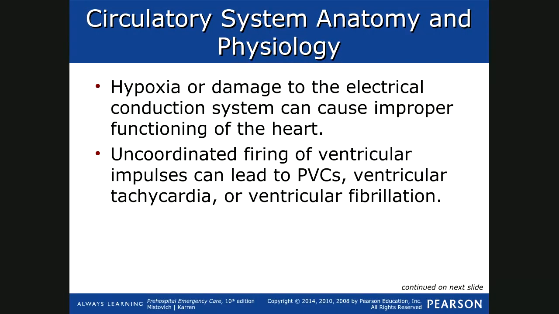Now, hypoxia or damage to the electrical conduction system can cause the functioning of the heart to not work properly. You can have a very uncoordinated firing of the ventricles that can lead to what we call premature ventricular contractions, or PVCs. We can have someone that goes into ventricular tachycardia or ventricular fibrillation. So let me go back to this slide real quick, and I'll kind of show you what you would see with VTach or VFib. So hang on just a second.